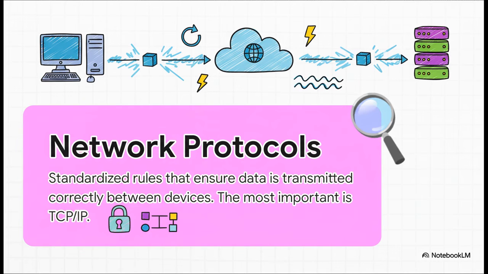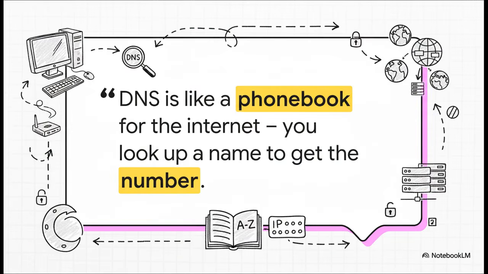So the IP part, that's the internet protocol we already talked about. It's the address system that gets the packet to the right building. The TCP part, that's the transmission control protocol. It's like the delivery confirmation. It makes sure all the packets arrive, that they're in the right order, and it puts them all back together correctly. Pretty important, right? But wait, there's one more piece to this puzzle.